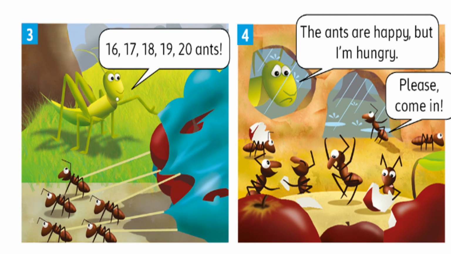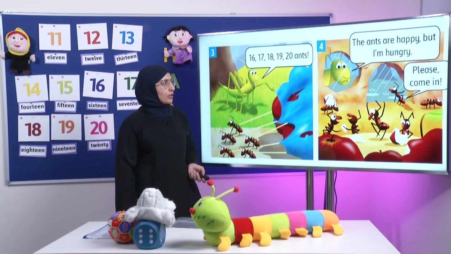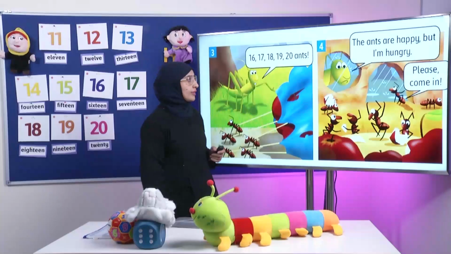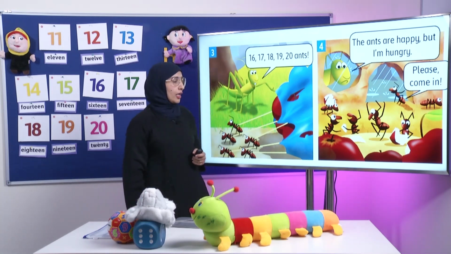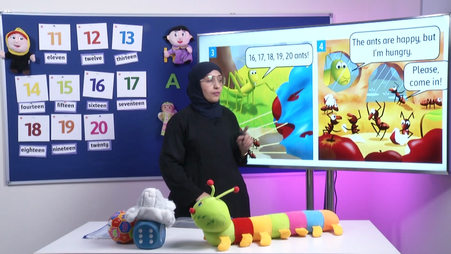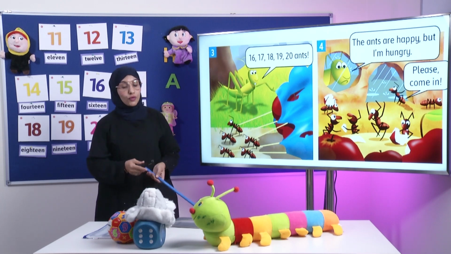The ants are happy, but I'm hungry. Please, come in. Okay, look at the grasshopper. Is it happy or is it sad? It looks sad. Why? It is hungry. Okay, look at the ants. Are they happy or are they sad? No, they are happy. Okay, why are they happy? Because they are working together to collect food for winter. That's very nice. Okay, my dear students, now our time for story is over.